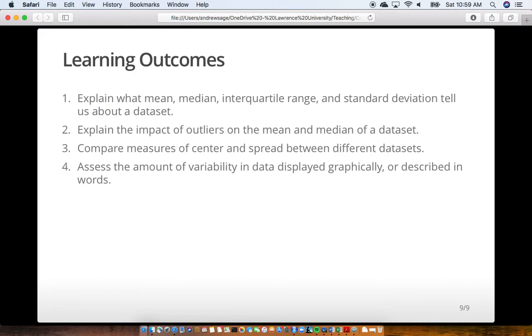In this video, we've talked about how to explain what mean, median, interquartile range, and standard deviation tell us about a data set, how to explain the impact of outliers on the mean and median of a data set, and compare measures of center and spread, as well as assessing the amount of variability in data displayed graphically or in words.